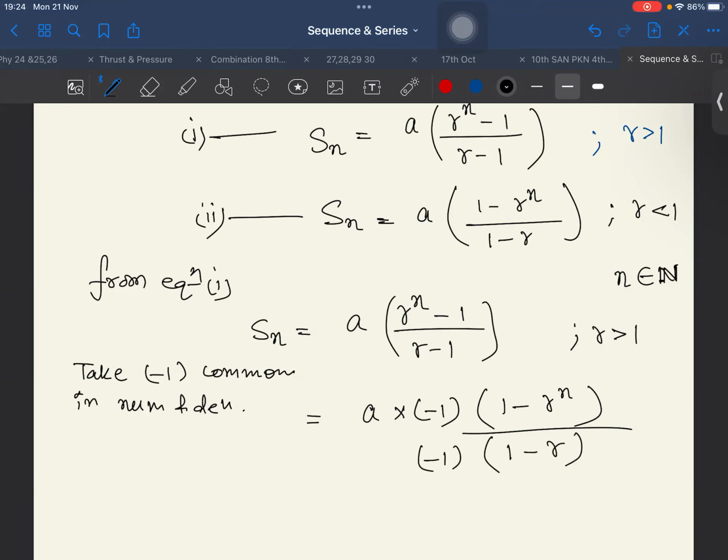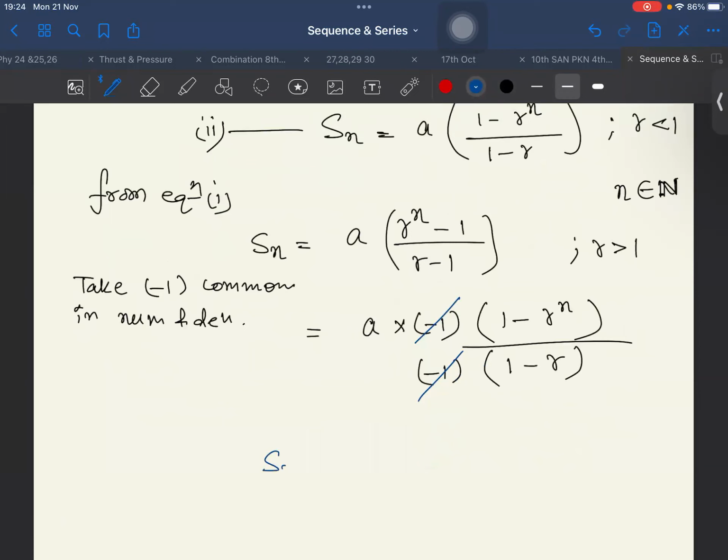Is that okay, Shruti? Yes or no? Yes, sir. So can we cancel this minus 1 and minus 1? Yes, sir. Okay, so we can write Sn is equal to a (1 minus r to the power of n) upon 1 minus r. But we got this with r greater than 1, while you said r should be less than 1. Why is that? My question is, why two different formulas?